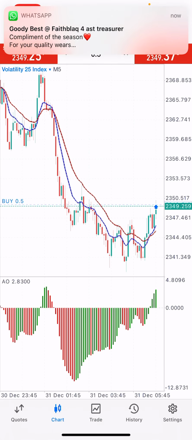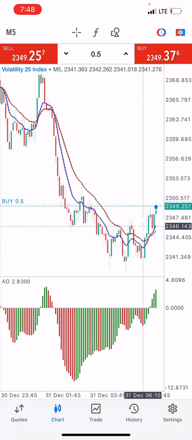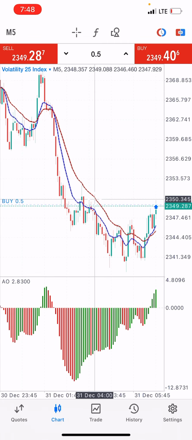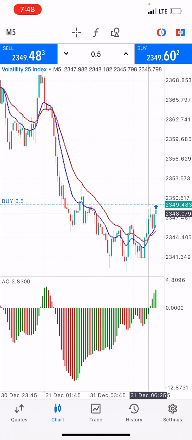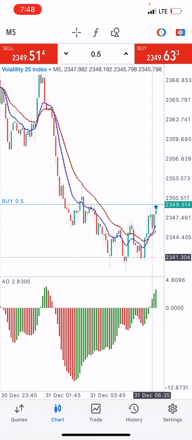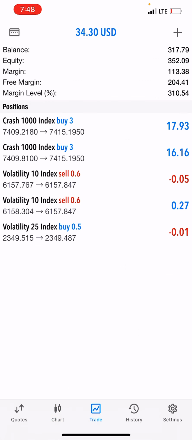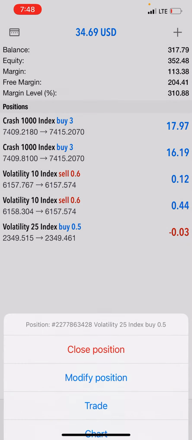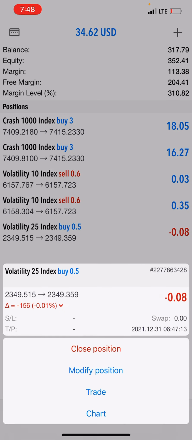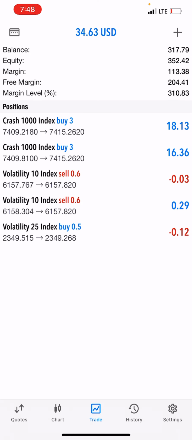Right now I placed a buy for Volatility 50 Index using the 5-minute time frame, considering the fact that the condition for this strategy is met. So let's see how it goes. This is Volatility 25 Index that I placed a buy on, and also I placed a sell on Volatility 10 Index using the strategy. So guys, I'm waiting to see how it goes.